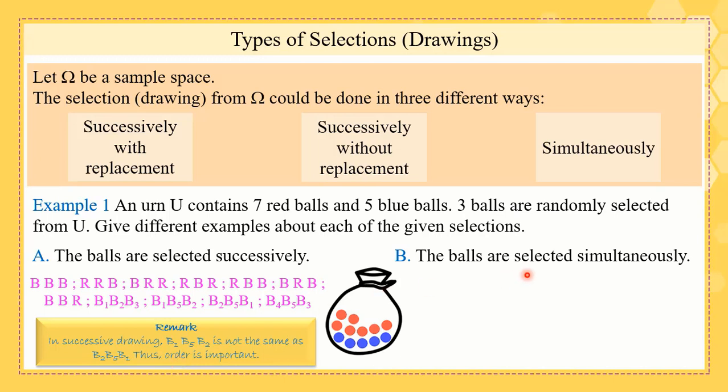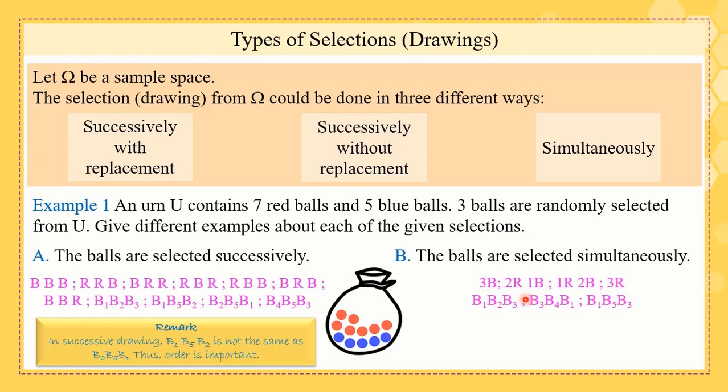Well, what happens if I want to choose the 3 balls simultaneously? Simultaneously means at the same time. So within one selection, I choose the 3 balls at the same time. These balls could be 3 blue balls. They could be 2 red and 1 blue, 1 red and 2 blue, or 3 red.